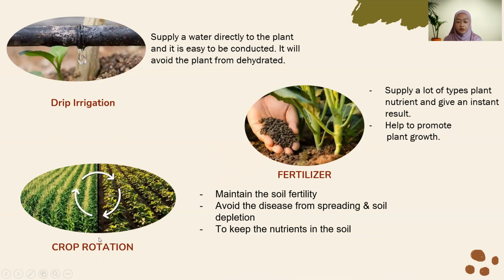Lastly is crop rotation. Crop rotation is effective in maintaining the soil fertility, and also it can prevent disease from spreading and soil depletion. By applying this crop rotation method, it also can keep the nutrients in the soil.